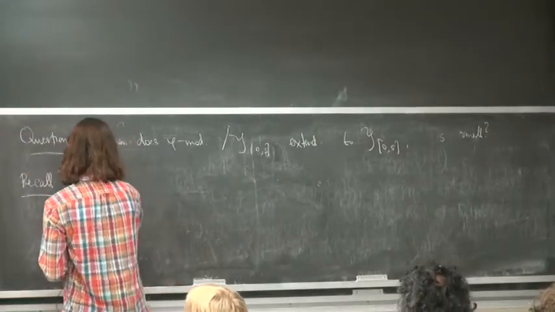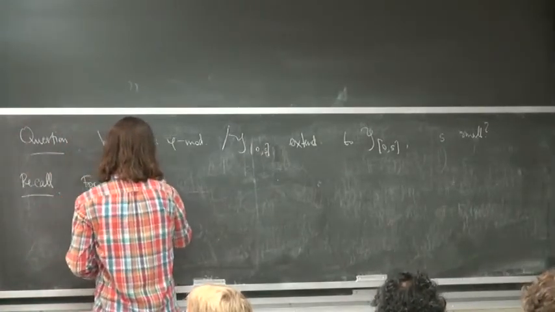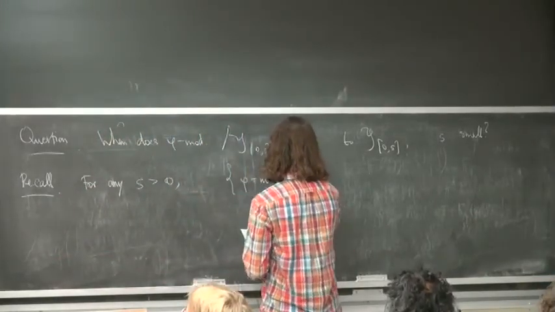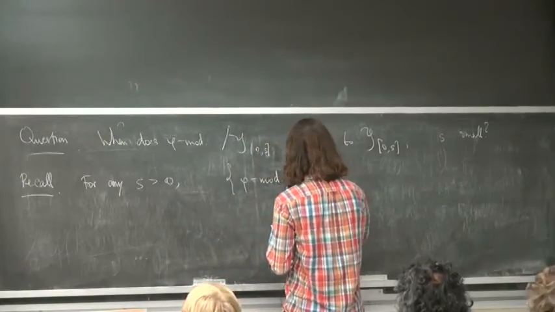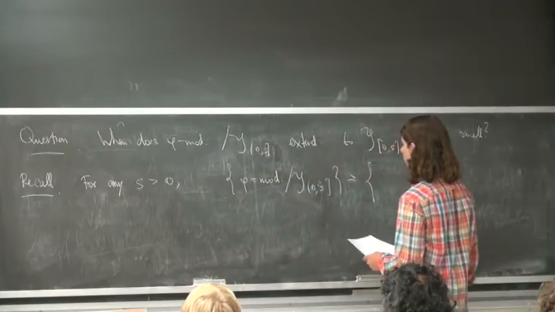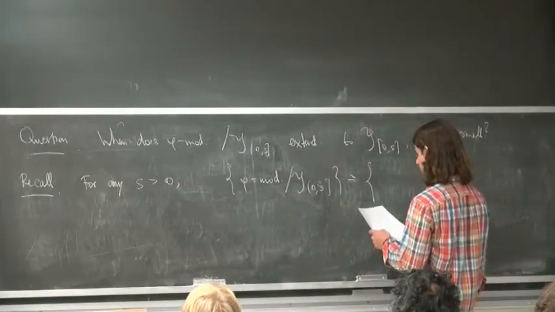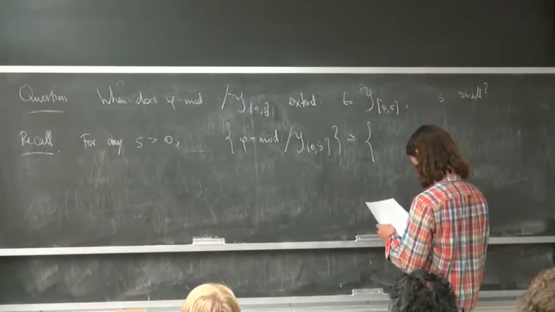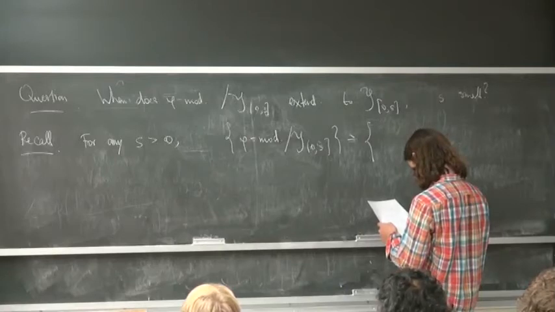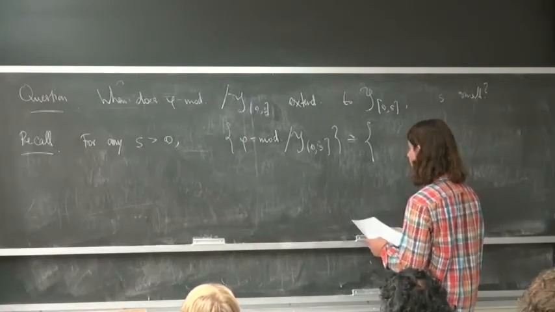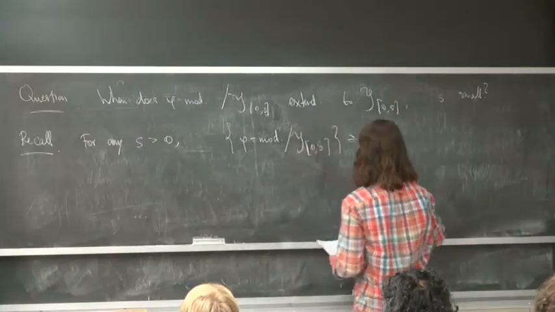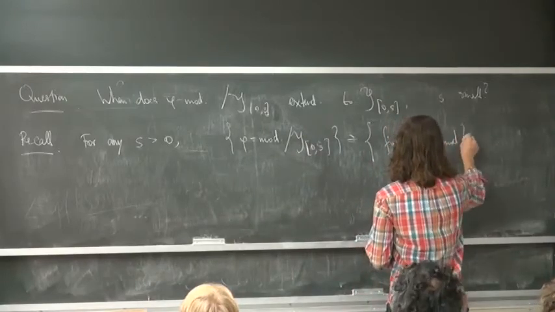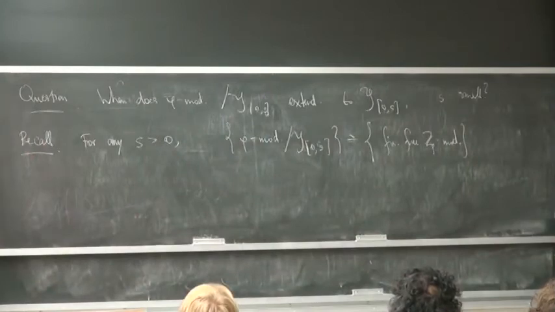And so let's recall that for any s greater than 0, we have the following description: phi modules over y0s are isomorphic to finite free Z_p modules. That's something I proved in the course of the proof of Fargues' theorem.